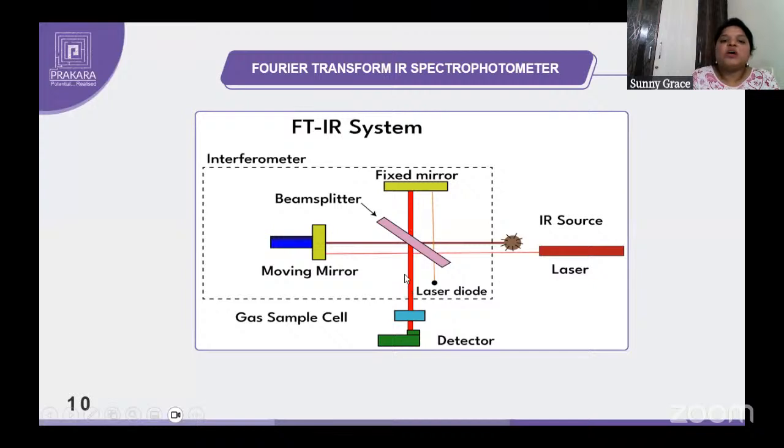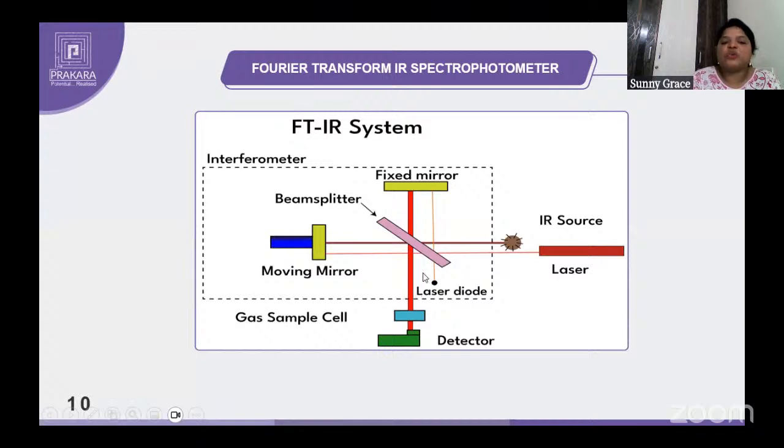So with the help of this interferometer, the radiation which is transmitted out of this will come out of the fixed mirror and reach the concave mirror here, and then it will reach the moving mirror. So from the moving mirror and the fixed mirror, you will be getting one beam that is known as the recombinant beam.